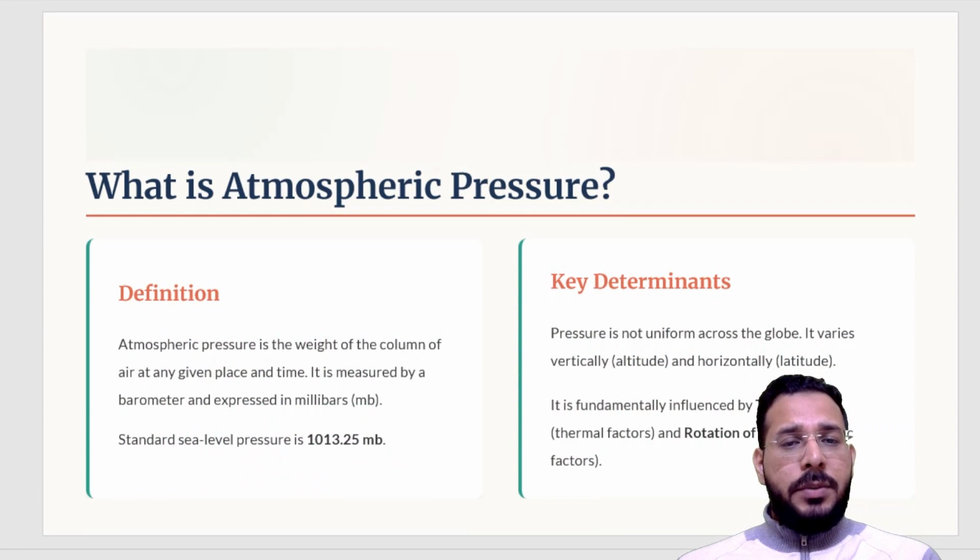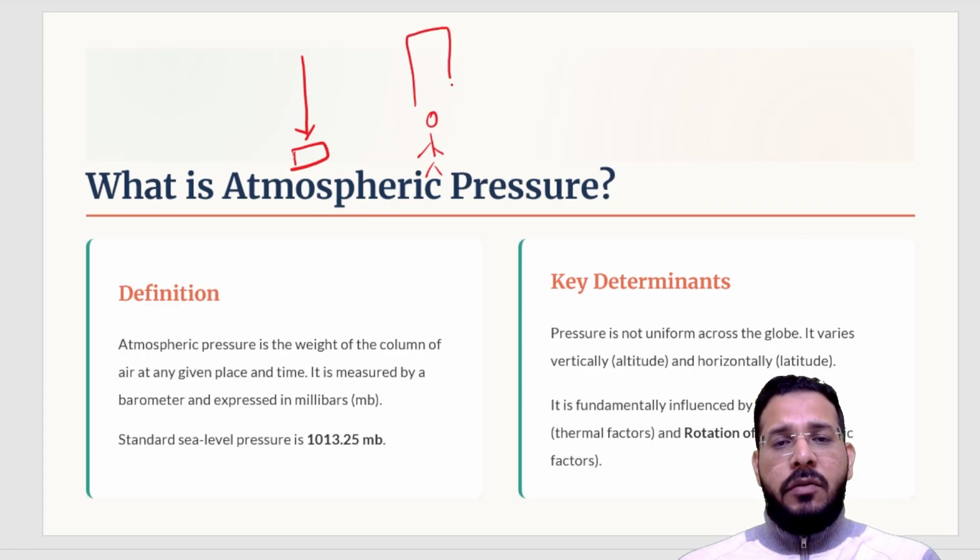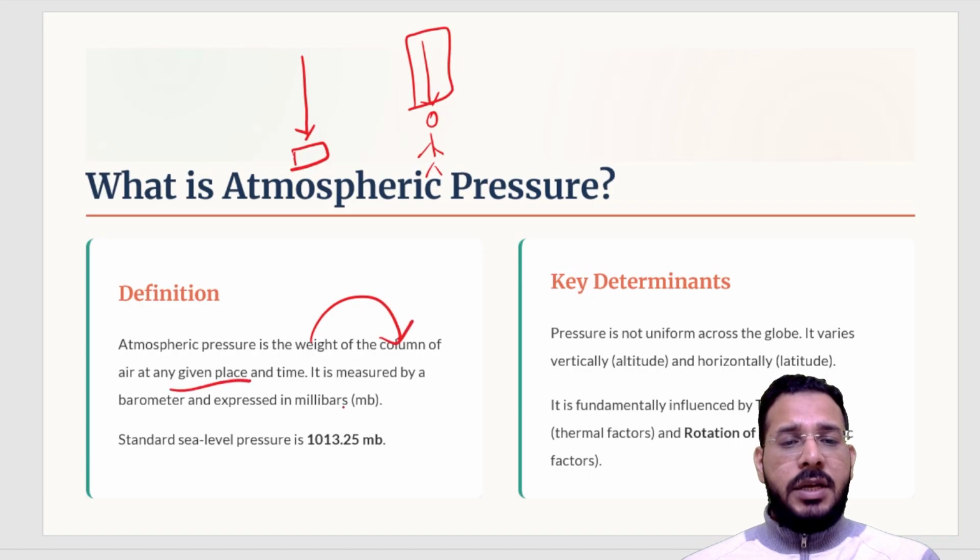So let us move to our topic, which is called atmospheric pressure. What is pressure? Pressure is the weight exerted on a specific unit area. So if I'm standing over here, then I have a column of air above me which is exerting some pressure on me. It is called atmospheric pressure, the weight of a column of air at any given place and time. It is measured by using a barometer in millibars. The standard sea level pressure is 1013 millibars.